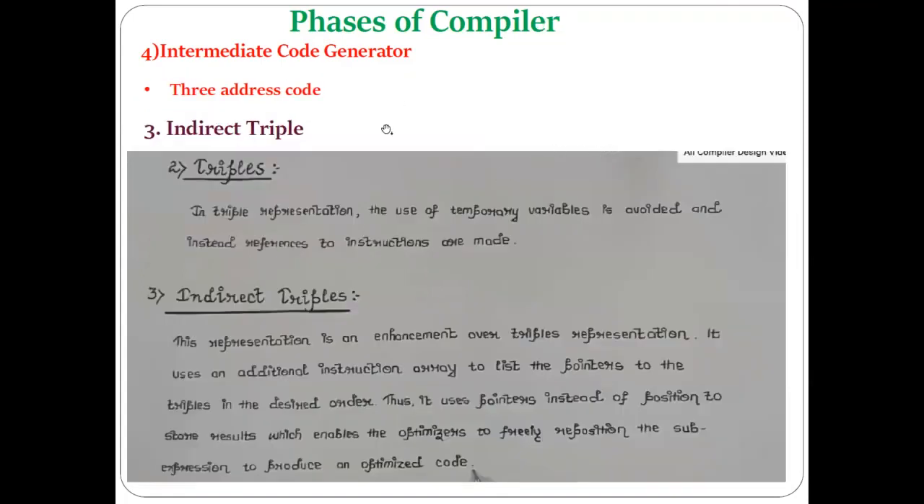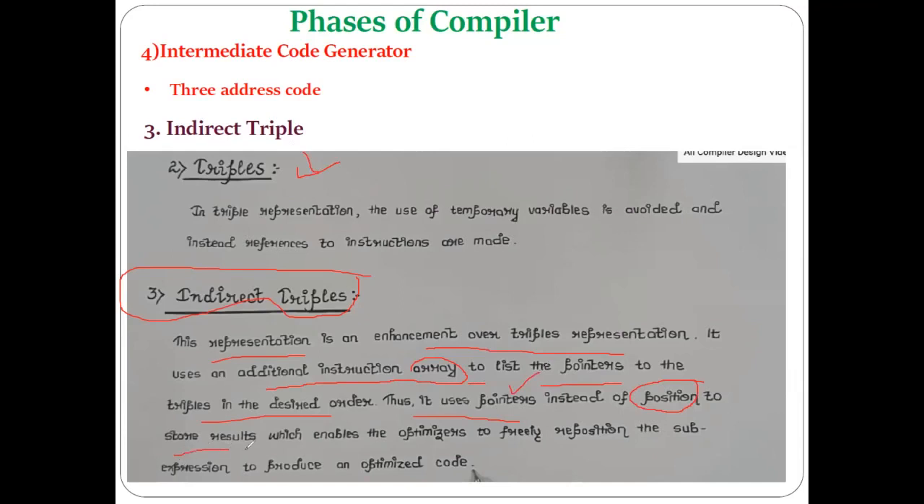Now, our third type of representation is the indirect triple. In the indirect triple, we'll make more changes to the previous representation, that is the triple. In this representation, we make one addition: we use an additional structure, the array. We make use of an array list as pointers to the triples in a particular order. So instead of the position number that we use in the triple, here we use a pointer to that position.